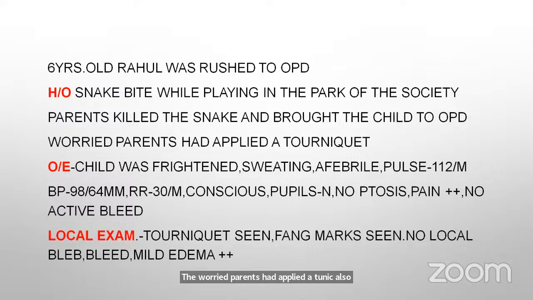On examination, the child was frightened. He was sweating. He was febrile. The pulse was 112 per minute. BP was 98/64. His respiratory rate was 30. He was conscious. Pupils were normal. There was no ptosis at this point. There was pain at the site of bite, and there was no active bleeding. And local examination showed that the tourniquet was seen, the fang mark was seen. There was no local bleed. There was just mild edema. So this was the child who presented to our pediatric OPD clinic in the evening. Next.